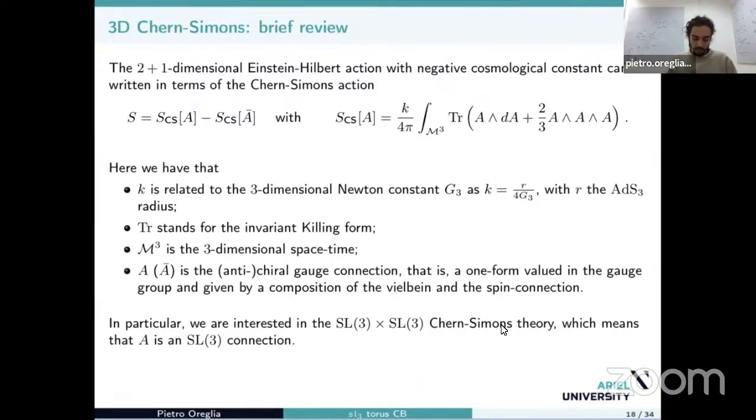A is the chiral gauge connection. It is a one-form valued in the gauge group, and it is essentially given by a combination of the triad and of the spin connection in this case. In particular, we are interested in the case in which the gauge group of the Chern-Simons theory is SL3 times SL3, in which case A is an SL3 gauge connection, in order to obtain an SL3 algebra from the CFT side.